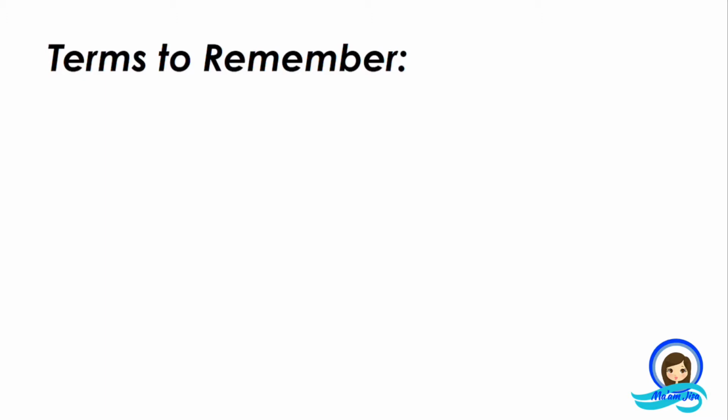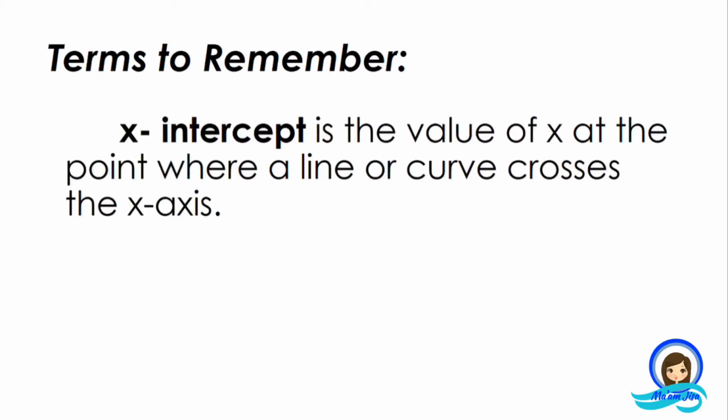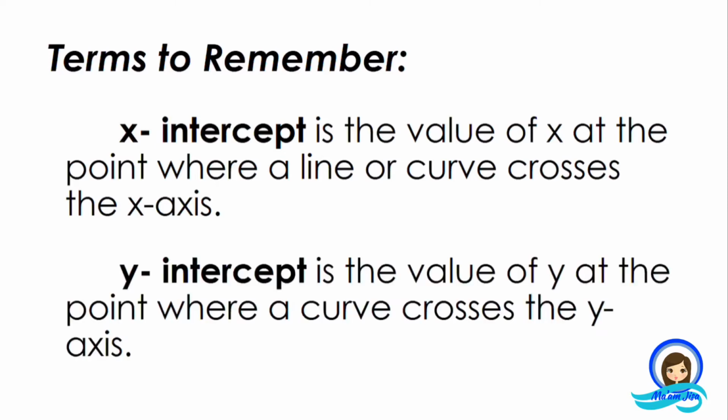So we have here the x-intercept. It is the value of x at the point where a line or curve crosses the x-axis. On the other hand, the y-intercept is the value of y at the point where a curve crosses the y-axis. So if the graph crosses the x-axis, that value is the x-intercept. And if it crosses the y-axis, that value is called the y-intercept.